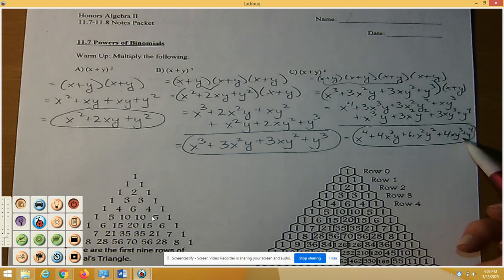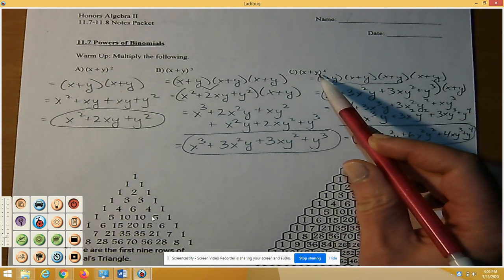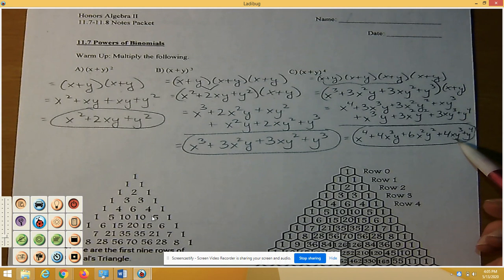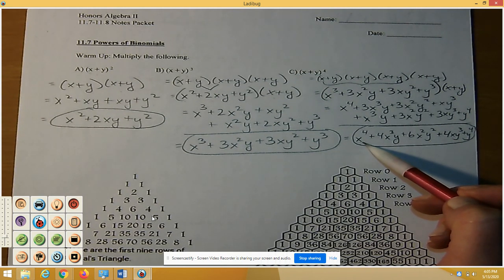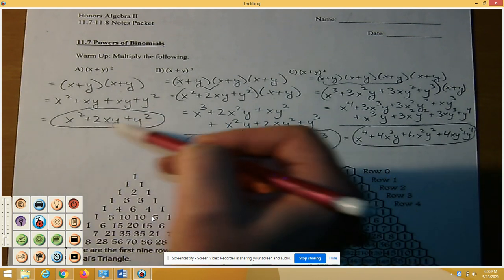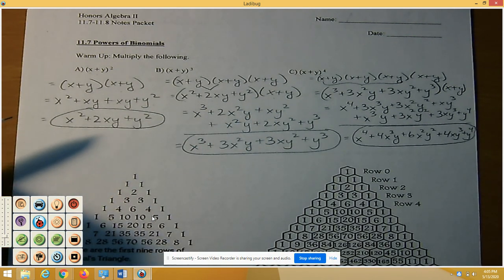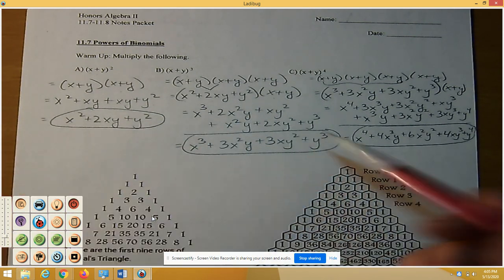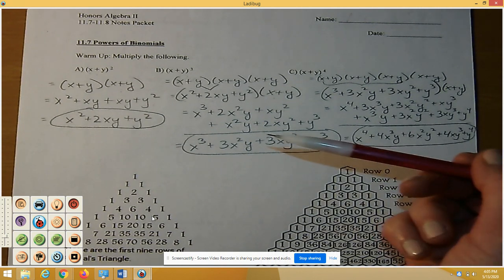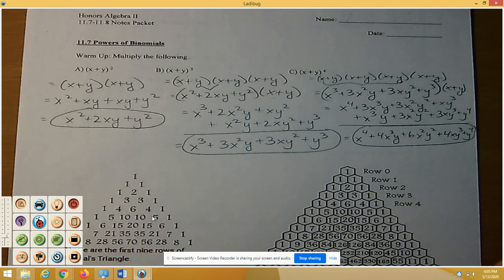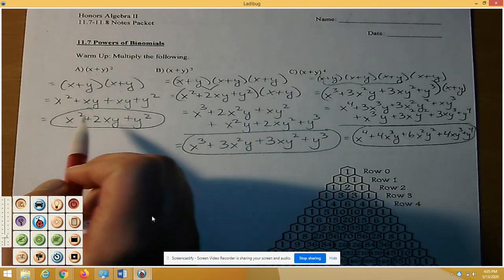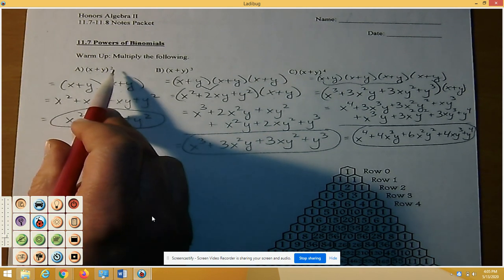And then if you notice, it's reverse for the y. y to the fourth, y to the third, y squared, y to the first, y to the 0. And it's the same thing with y. So x has a decreasing exponent and y has an increasing exponent. So you start with y to the 0 and you increase 1 each time. Another thing to notice is the sum of the exponents is always n.